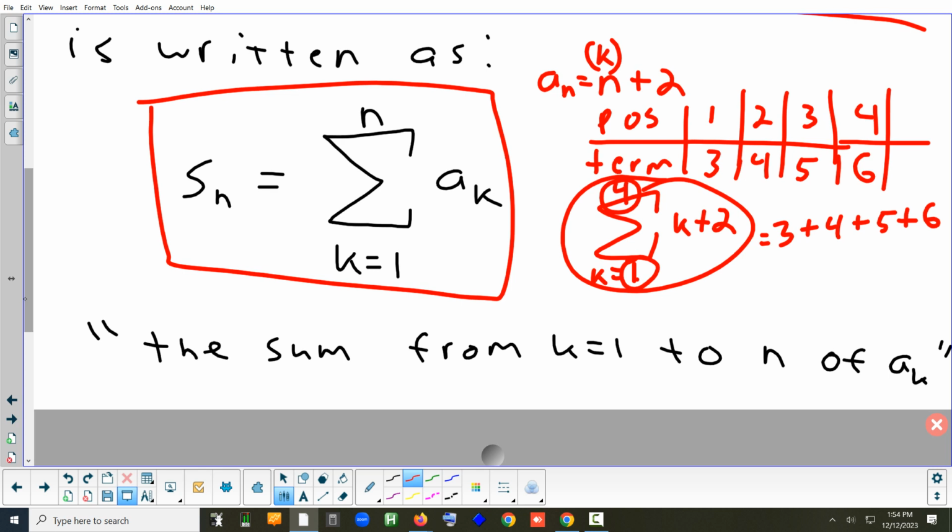So the way that you would pronounce what's in that red box right there is you pronounce that capital sigma as the word the sum. So it's the sum from, and in this one it would be 1 to 4. In this one you would say from 1 to n. We don't know what n is, but it would stop somewhere. So the sum from 1 to n of, and then you read your formula, a sub k. In the one that's circled on the right, I would say the sum from 1 to 4 of k plus 2. So it tells me where to start, stop, and the formula to plug into.